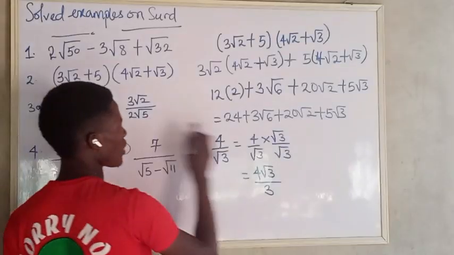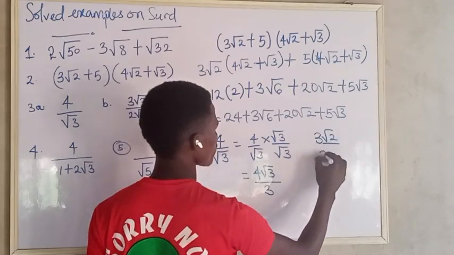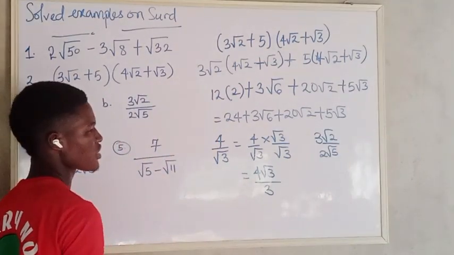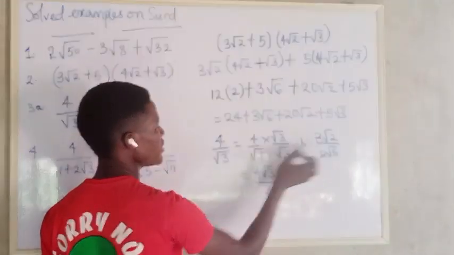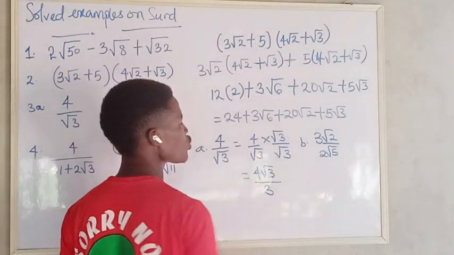Alright, so the second one, I have 3 root 2 over 2 root 5. Now to do this, you see, to rationalize, it is only the denominator we are rationalizing, and it is the root we are rationalizing.